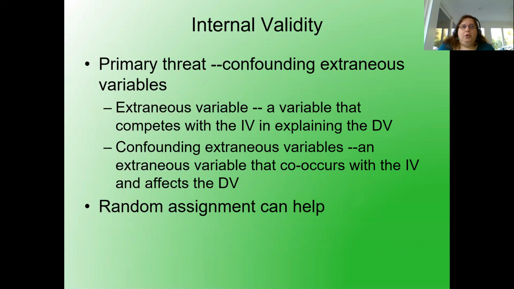So what is a threat to internal validity? Well, the primary threat is confounding extraneous variables. Now, an extraneous variable is a variable that competes with the IV in explaining the DV. It's not wonderful, but it's not horrible. A confounding extraneous variable is an extraneous variable that co-occurs with the IV and affects the DV. Now, that's really a bummer. And let me give you an example.